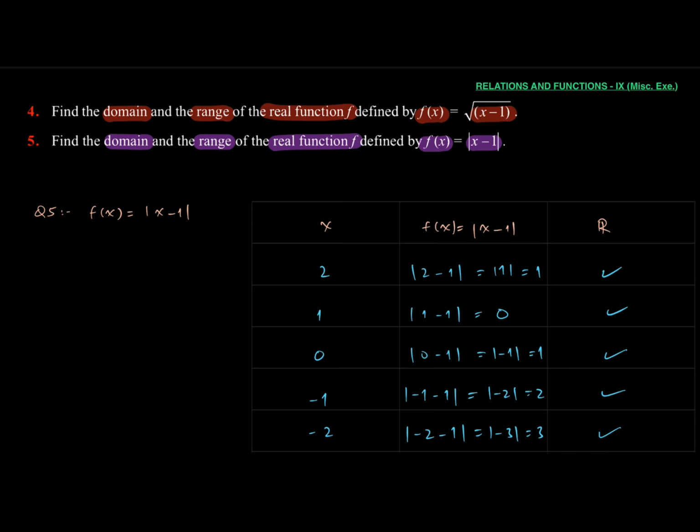So from this table, we can conclude that the domain of this function will be all real numbers. That is, the values of x, they are all real numbers. So the domain of this function will be all real numbers. And what is the range of this function? Here one can observe that all these outputs are non-negative real numbers. So the range of this function will be non-negative real numbers.